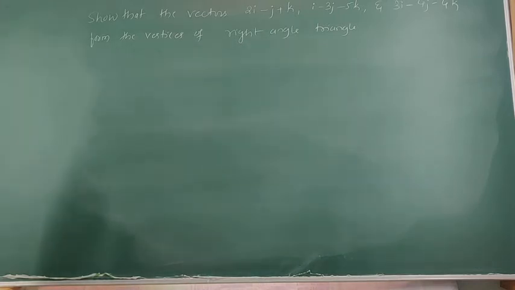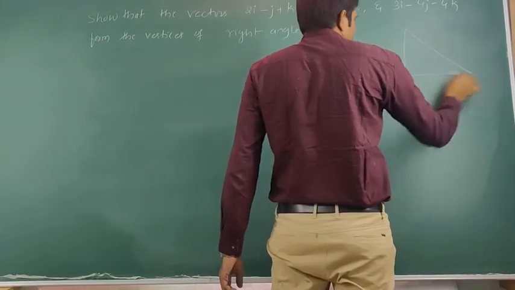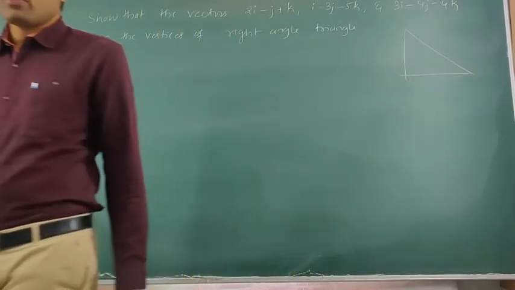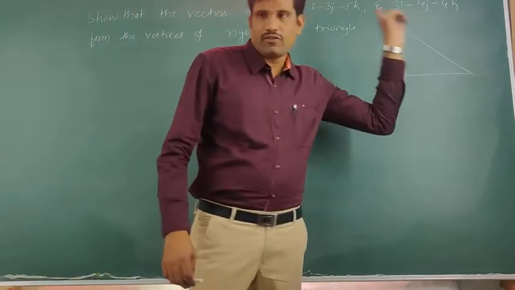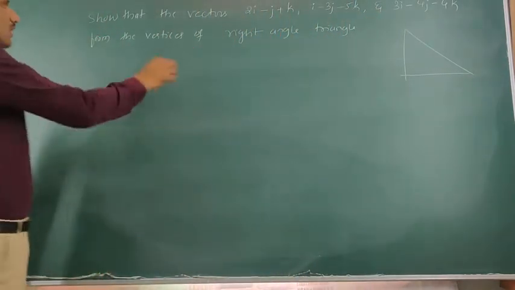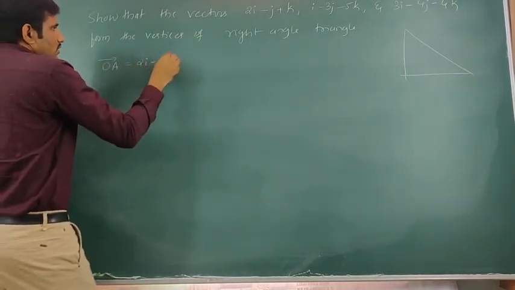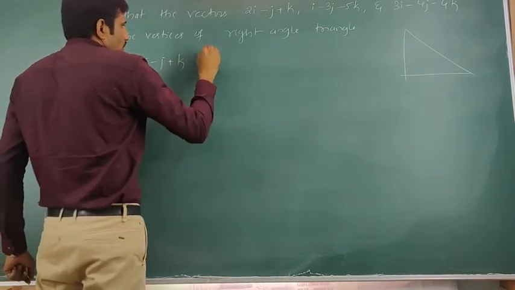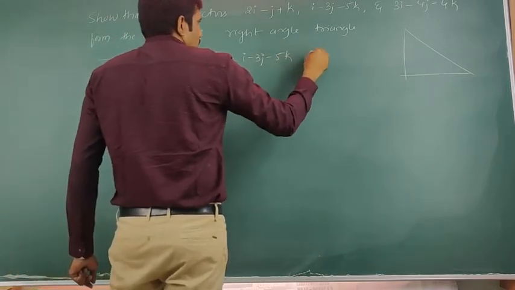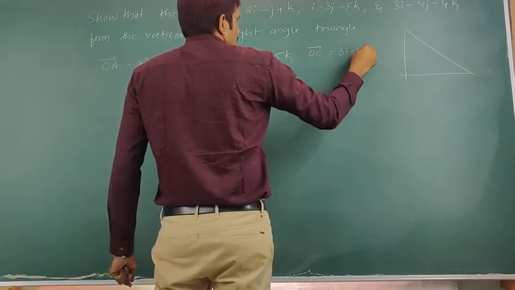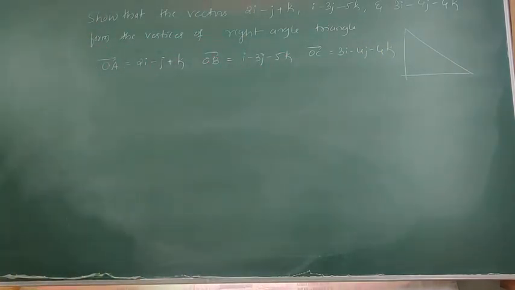See students, they have given the position vectors of three points A, B, C, the vertices of a right angle triangle. Position vector of A is OA equal to 2i minus j plus k, OB is i minus 3j minus 5k, and OC is 3i minus 4j minus 4k.